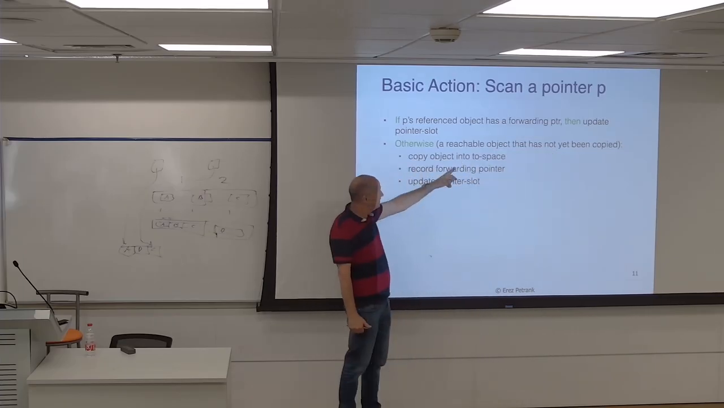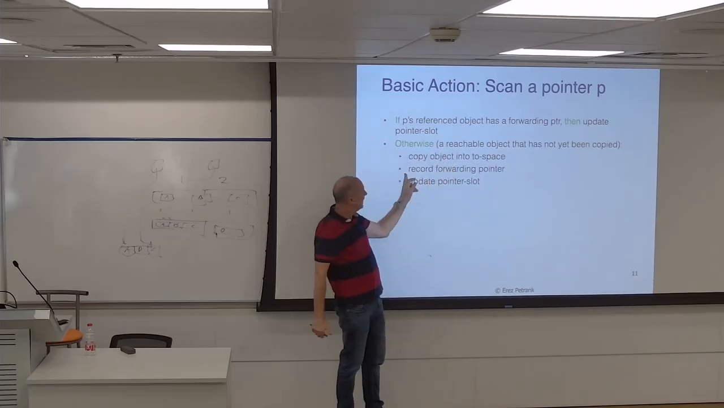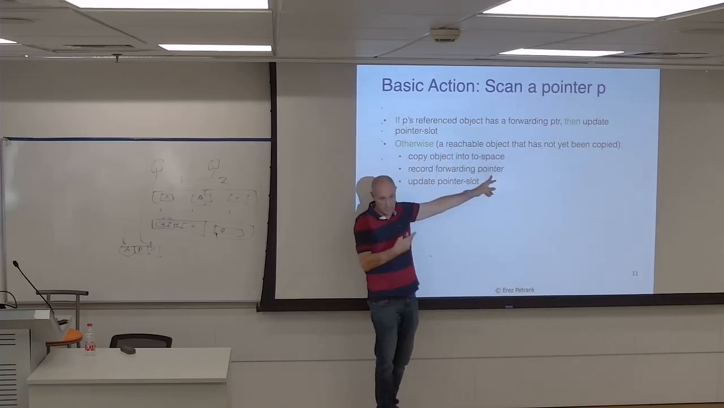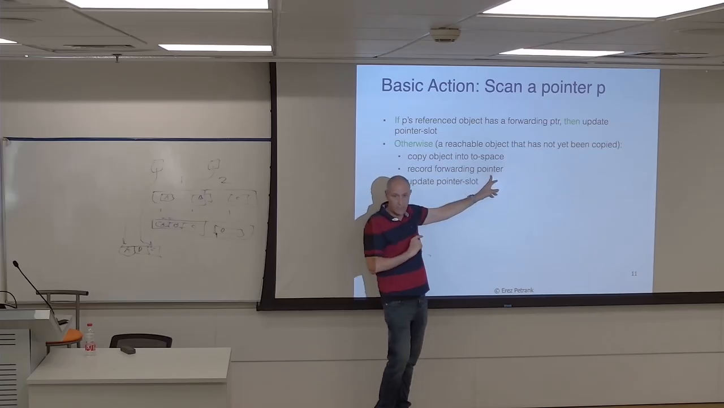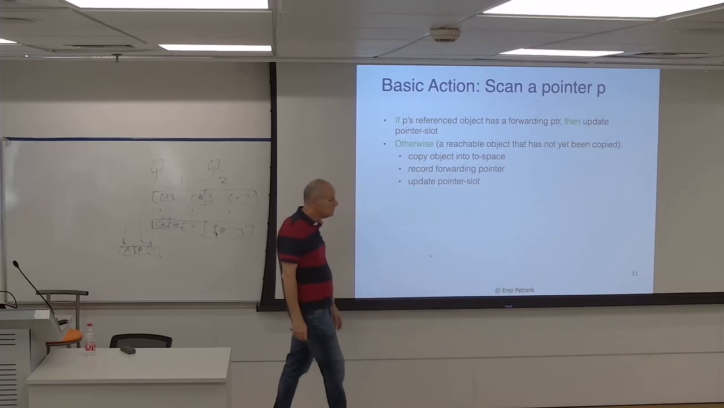So what I do is I copy the object to where there is space in to-space. I record the forwarding pointer. Like you said, I have to do it myself when I copy. And then I update the pointer slot. Okay.